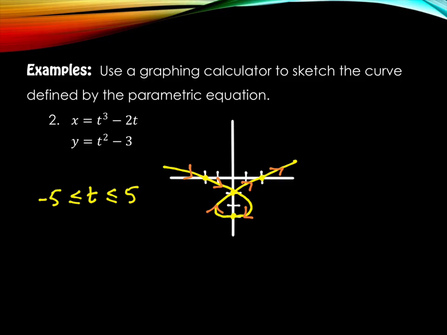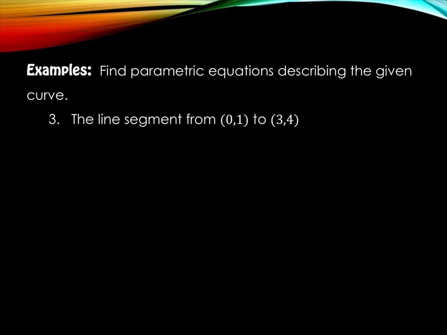Okay, ready to try another one? Okay, these are a little bit different. We're not being given an equation. So we're asked to find a parametric equation describing the given curve. It tells us that it's going to be a line segment. It's a very basic object, a line segment, right? It's a line segment that is supposed to be going from 0, 1 to 3, 4.